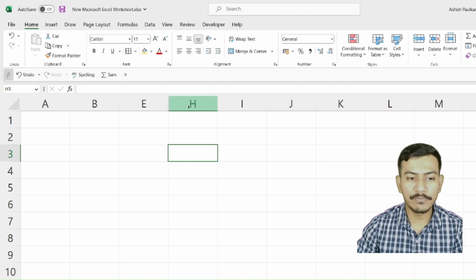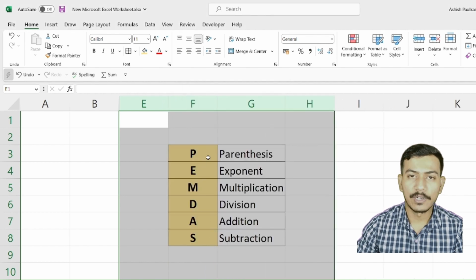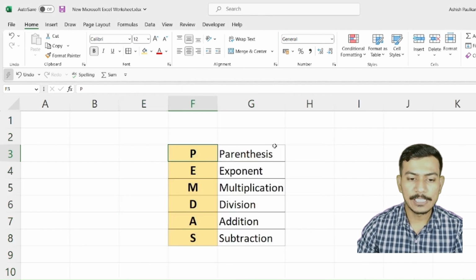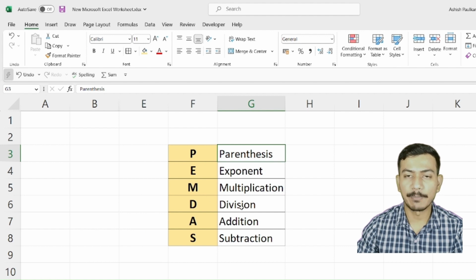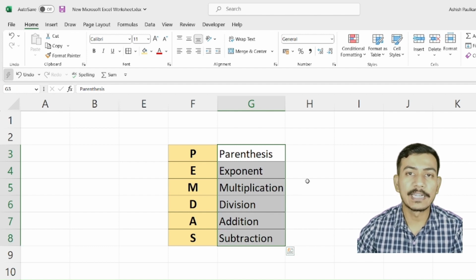There is one acronym which you can use to remember it. It is called PEMDAS. P is parenthesis, E is exponent, M multiplication, division, addition and subtraction. This is the order which needs to be followed in Microsoft Excel to get the desired result.